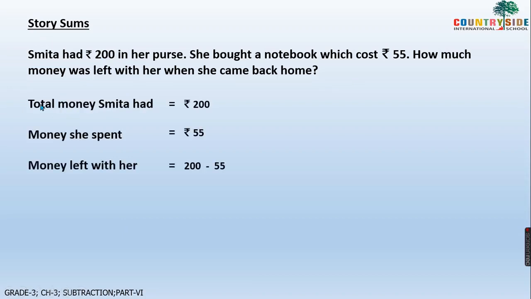See, the first statement is total money Smita had. So how much money Smita had, children, here? Rupees 200. And money she spent. How much money she spent, children? That is rupees 55. So out of 200, if she spent 55 on buying the notebook, how much money will she be left with? So money left with her is equal to 200 minus 55. Now we will solve this here.